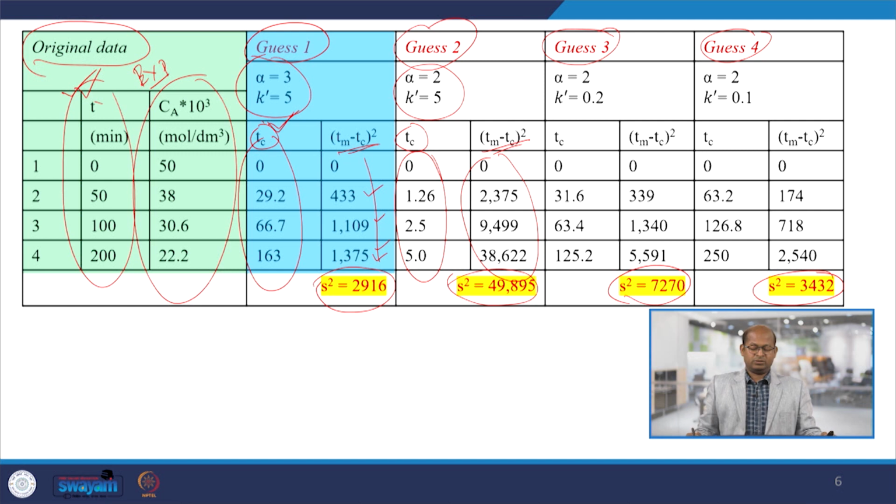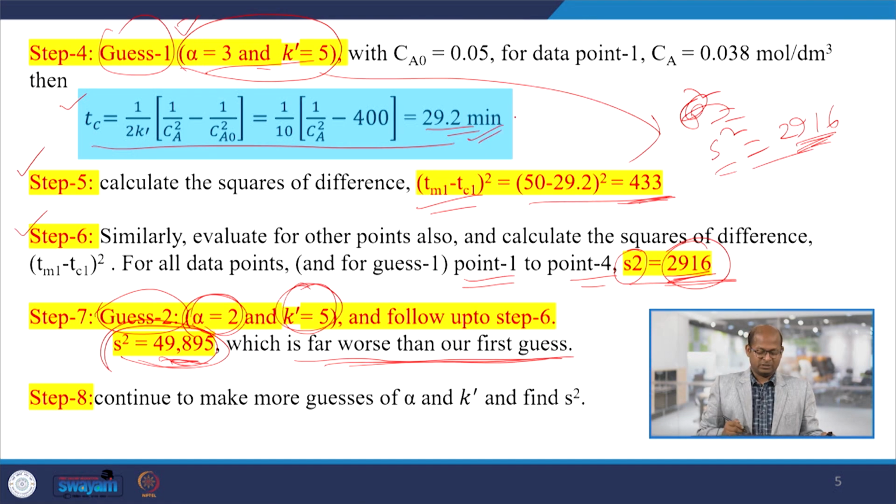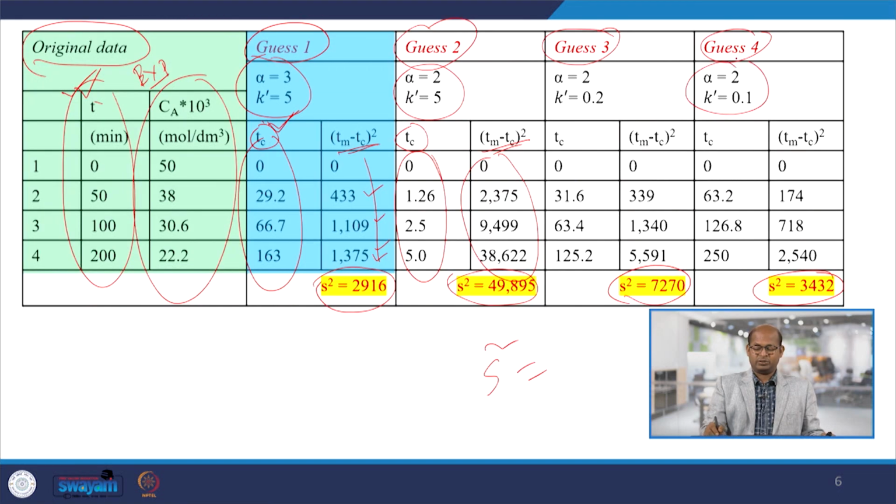So, if we do it this way, the sum of squares should be some value that is acceptable. So, what would that value be? We have done this by hand calculations. Okay. Hand calculations, it is very difficult to predict what would be the exact values of alpha and k prime. So many trials or guesses we have to put.